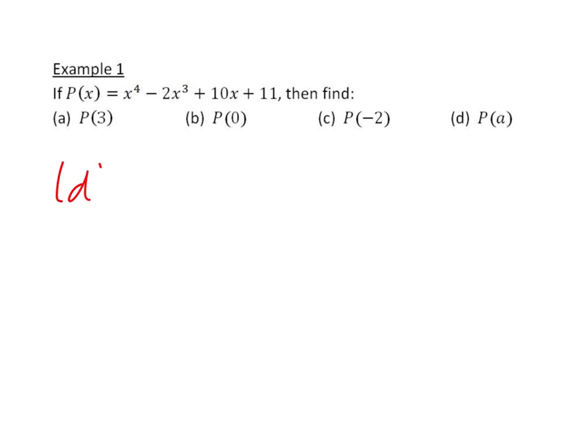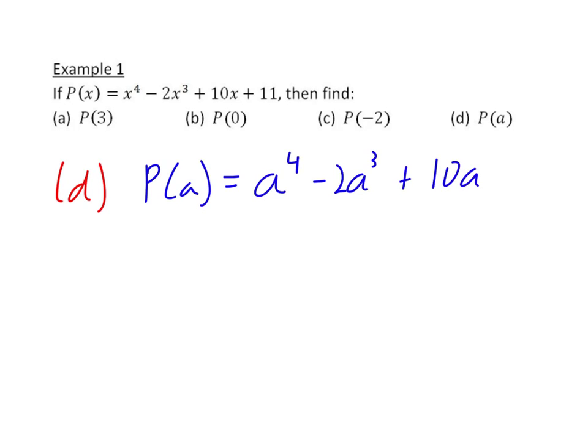Part D, sometimes they ask you to substitute a pronumeral instead of a number. It's quite easy. So p of a, all we're doing is we're substituting a for x. So whenever you see an x, you just replace that with an a. So x to the power of 4 becomes a to the power of 4. Minus 2x cubed becomes minus 2a cubed. And then plus 10x becomes 10a plus 11. So that's all you have to do for part D.